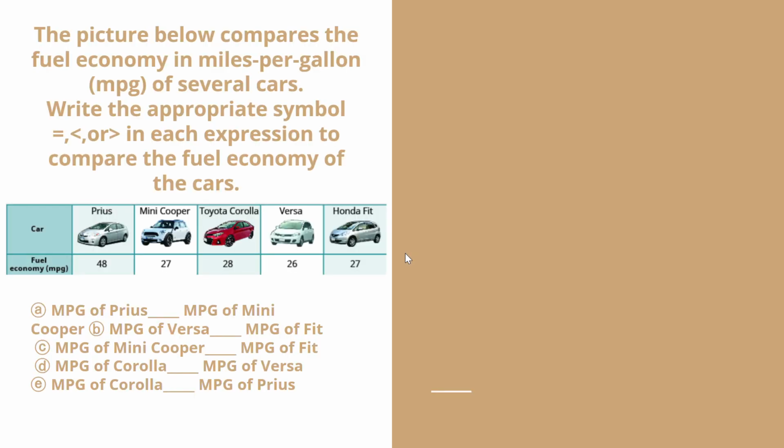Now you can try to answer this question. The picture below compares the fuel economy in miles per gallon of several cars. Write the appropriate symbol, equal, less than, or greater than, in each expression to compare the fuel economy of the cars. For this one, I will give you 30 seconds to answer it.